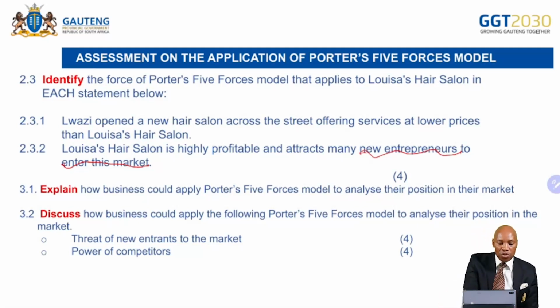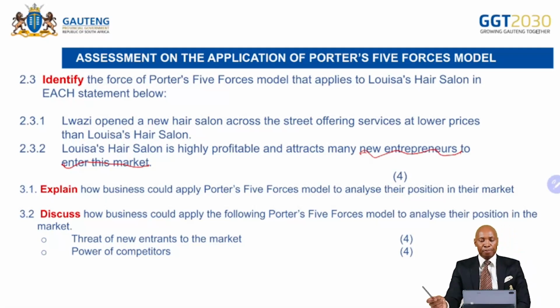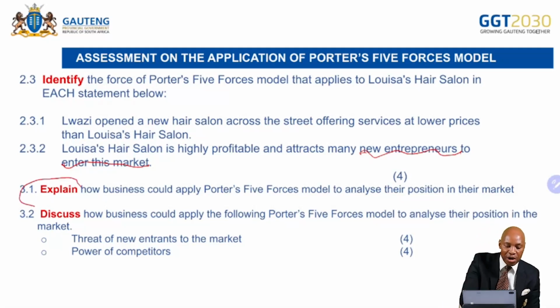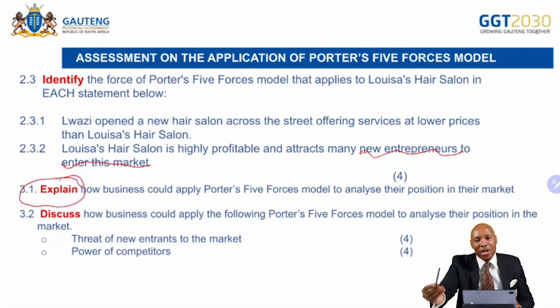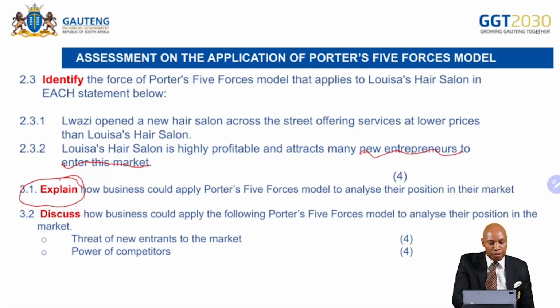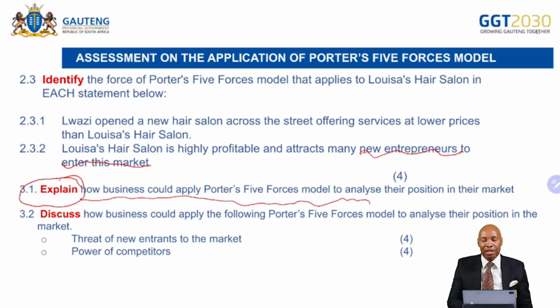Now, let's look at 3.1. How is the question asked in 3.1? 3.1 requires you to explain now. Here you are going to explain. Remember, you were identifying. Now we take it to another level. Now you explain how business could apply Porter's 5 forces to analyze their position in their market. What is our position here?